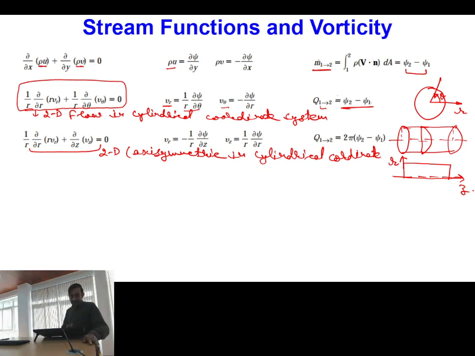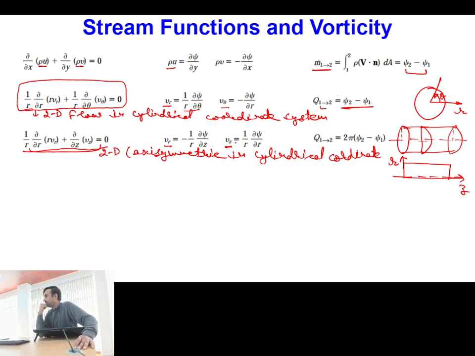In the rz plane, this is the continuity equation. Here we actually have angular symmetry. To satisfy this continuity equation inherently, this is the formulation of radial velocity and axial velocity in terms of the stream function. Ultimately these two are to be chosen in such a way that whenever they are substituted in the continuity equation, they completely satisfy it.